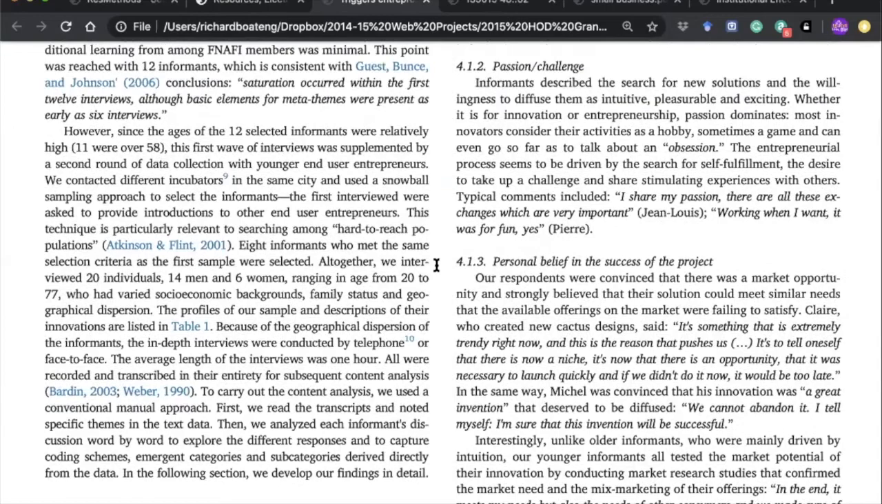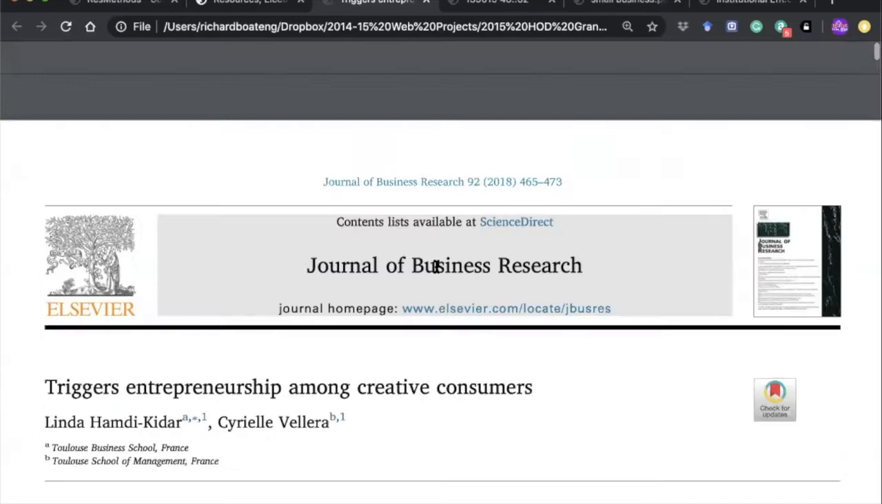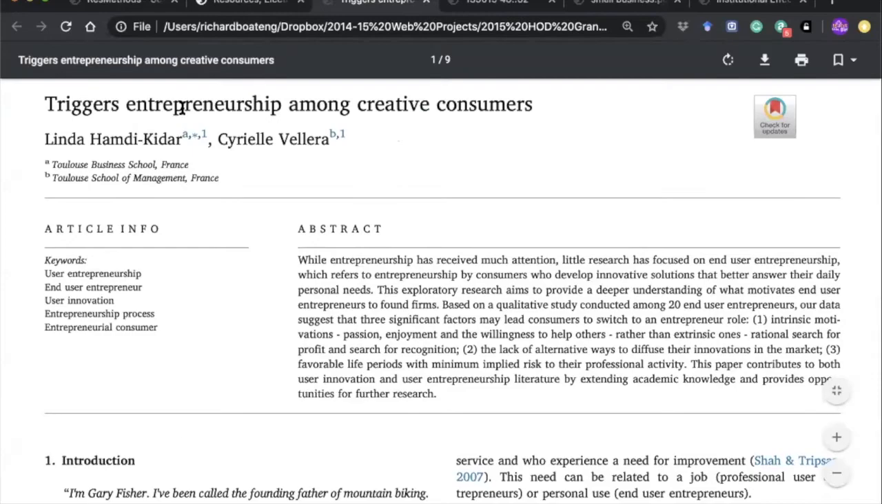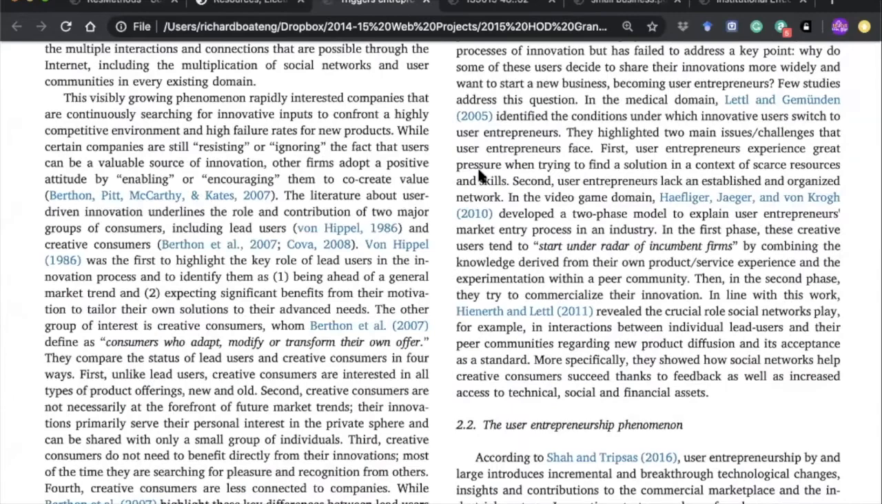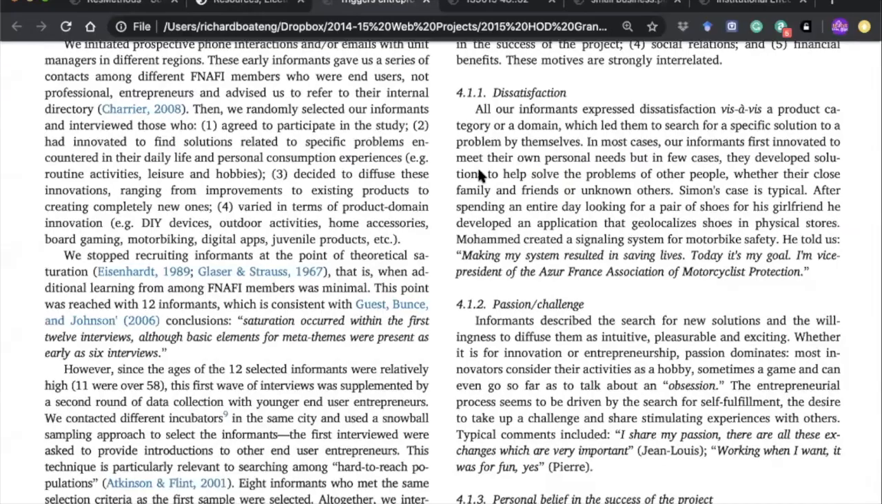Okay, so let's look at this one. This paper is on triggers of entrepreneurship among creative consumers. Triggers of entrepreneurship among creative consumers. So we will look at what he said you do in the data analysis.